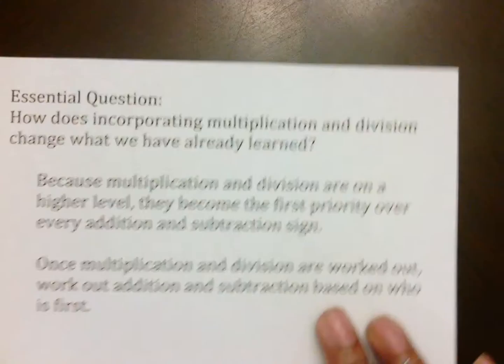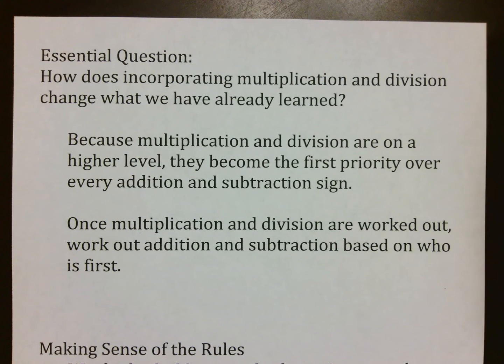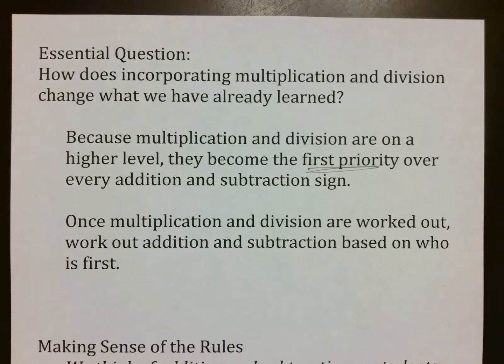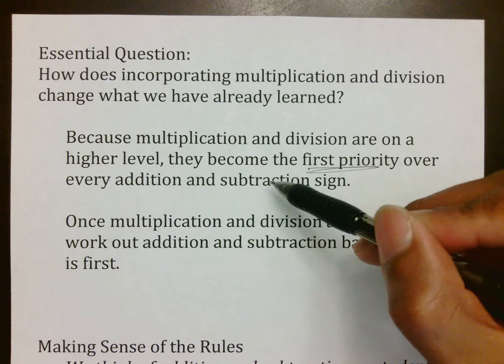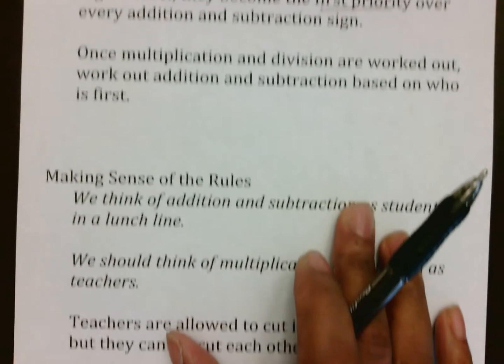So the essential question here is, how does incorporating multiplication and division change what we've already learned? Because they are a higher level, they become a first priority over every addition and subtraction sign. In other words, we don't even touch addition and subtraction until multiplication and division are completely worked out, done. Once the multiplication and division are simplified, you do what we did before, which is just go front to back on your addition and subtraction, based off of who was first.